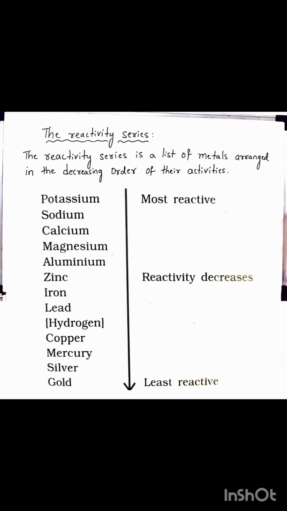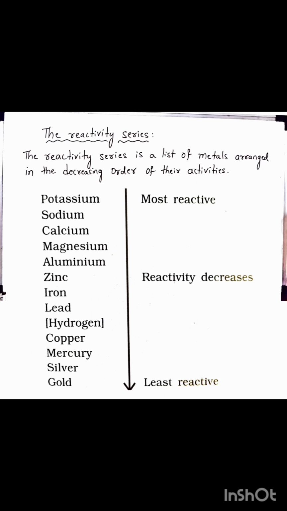So, based on these experimental data of displacement reactions, a reactivity series has been developed, which shows a list of metals arranged in the decreasing order of their activities. You can see that from the given picture. The most reactive metals are placed at the top of the reactivity series, the metals of moderate activities are present in the middle, and the least reactive metals are present at the bottom of the reactivity series.